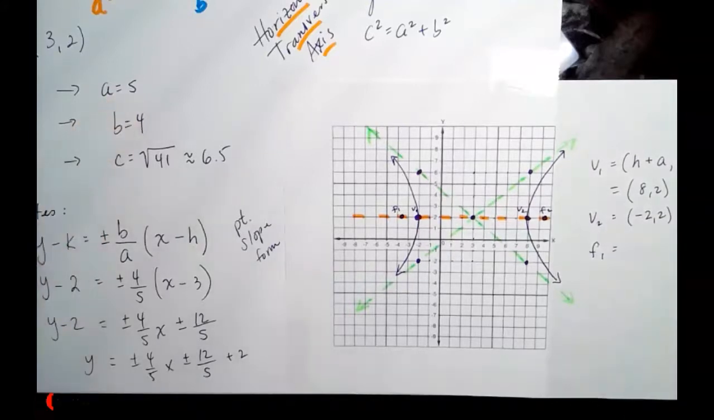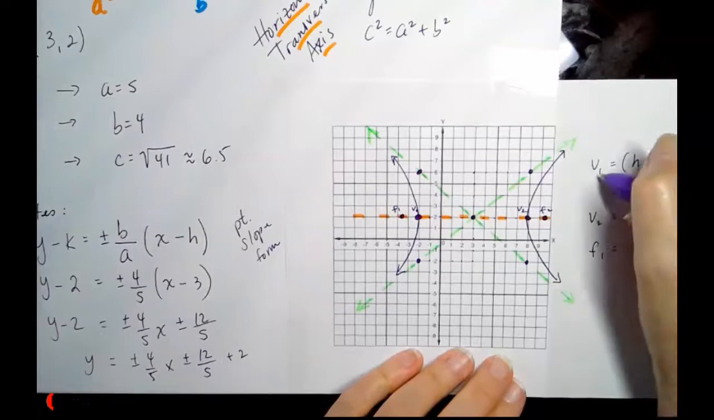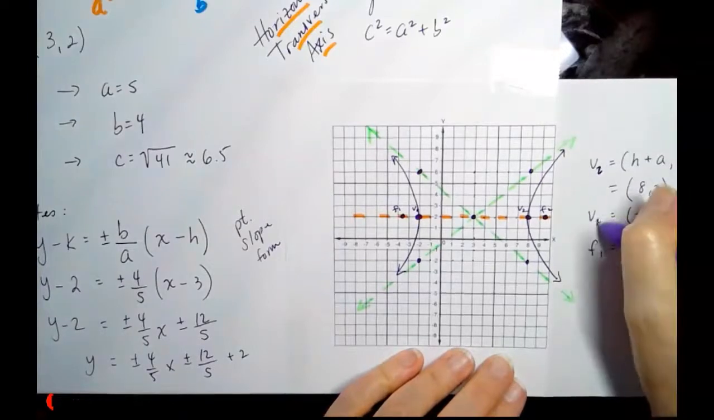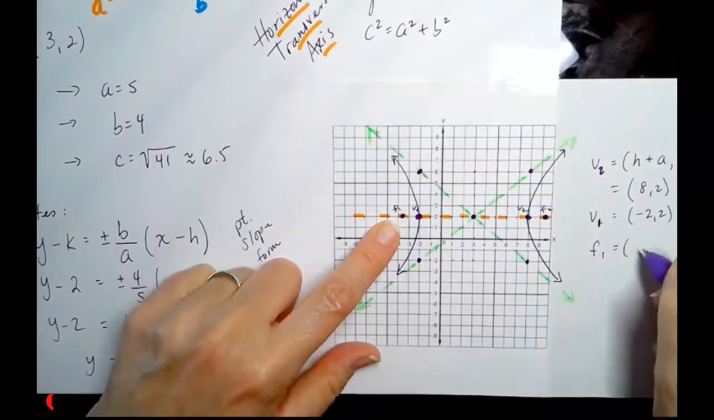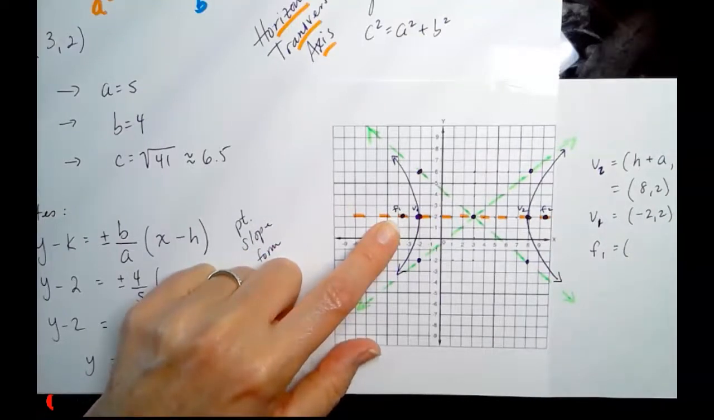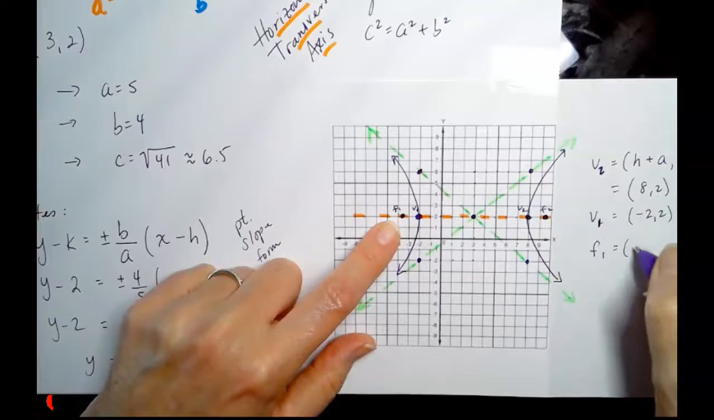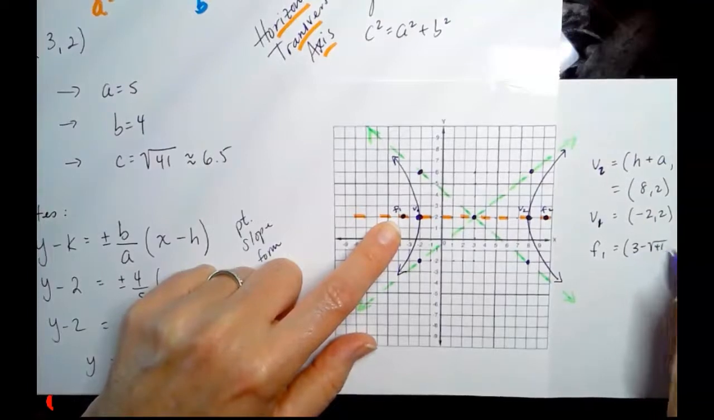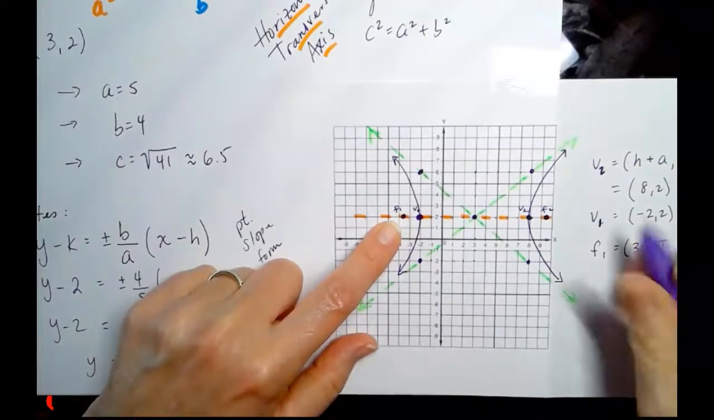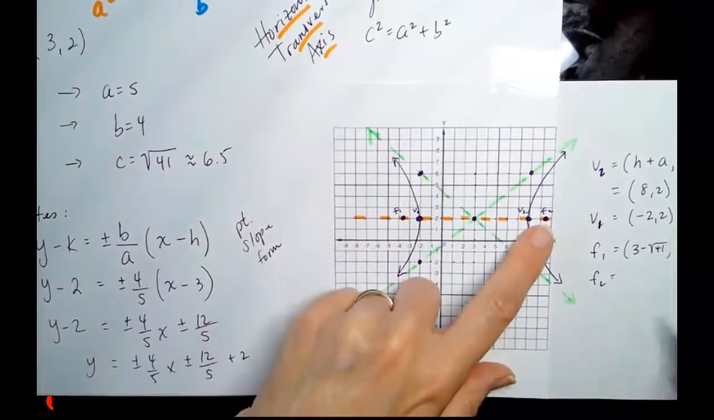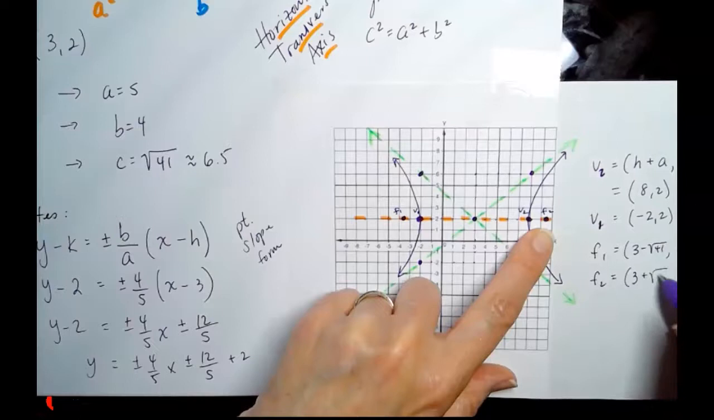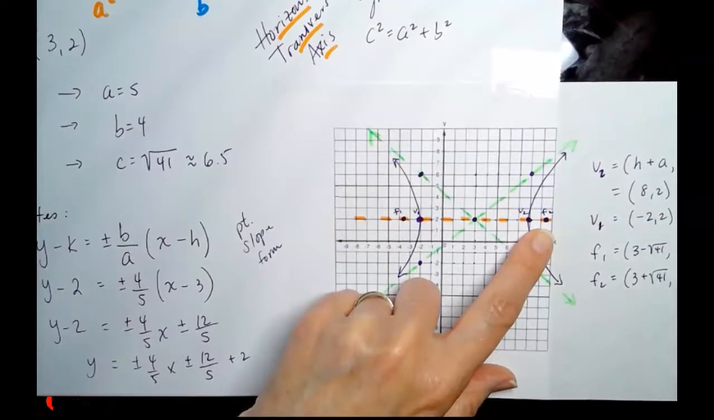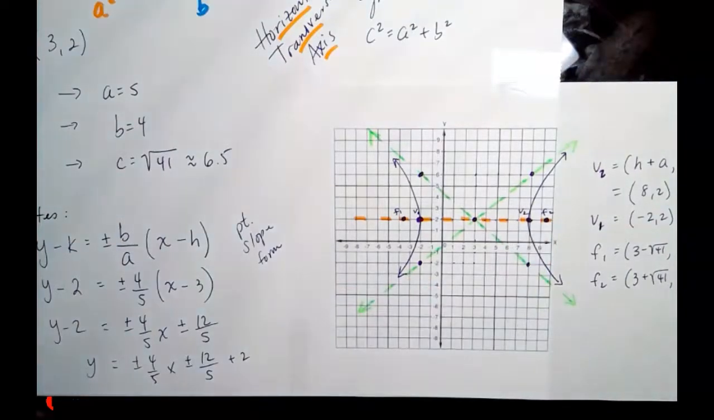Focus number 1, and I think I've actually got them labeled backwards, so let me fix that. Focus number 1, which is over here, is going to be 3 minus root 41, and you're just going to leave that in simplest radical form. And then focus number 2, which is over here, is going to be 3 plus root 41 in simplest radical form. So now we've got everything we need to know.